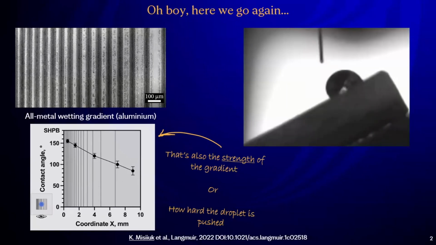One of the biggest metrics is the strength of such a gradient. It's basically how quickly we change these wetting properties. And if we push our gradient hard enough, it will push our droplet hard enough, so we can even cause uphill motion of a single droplet. That's how I spent the last many, many years.